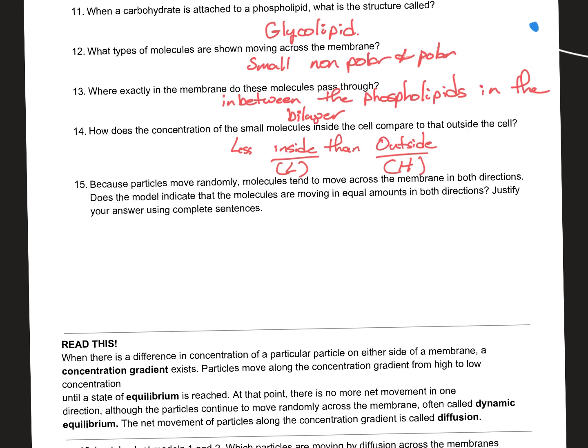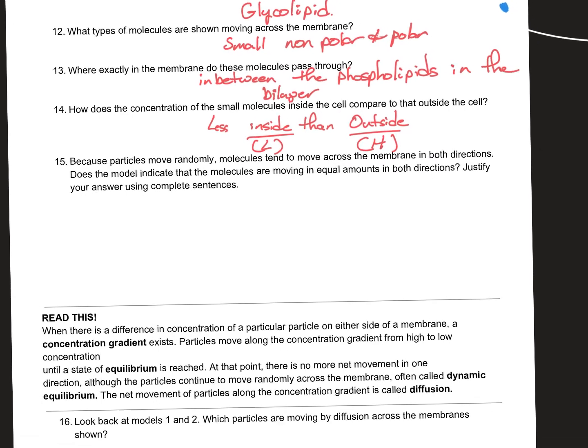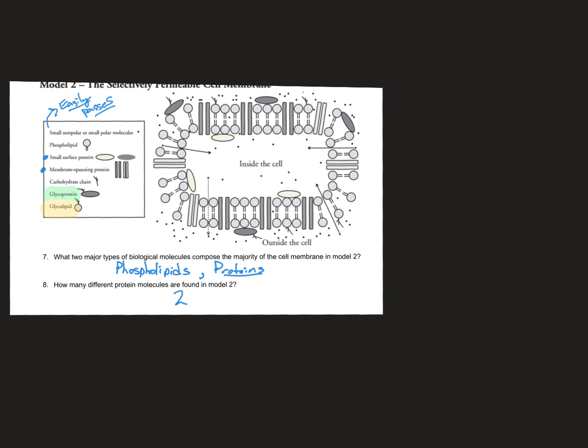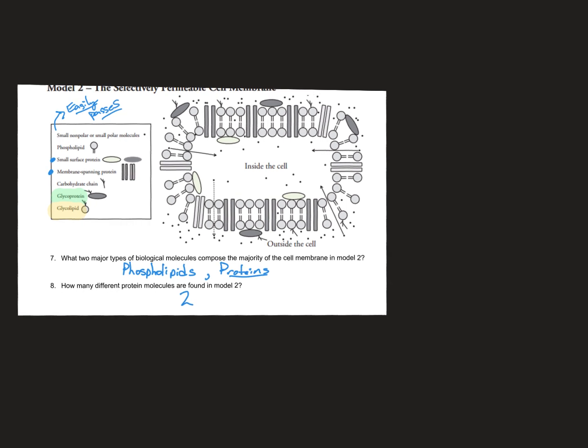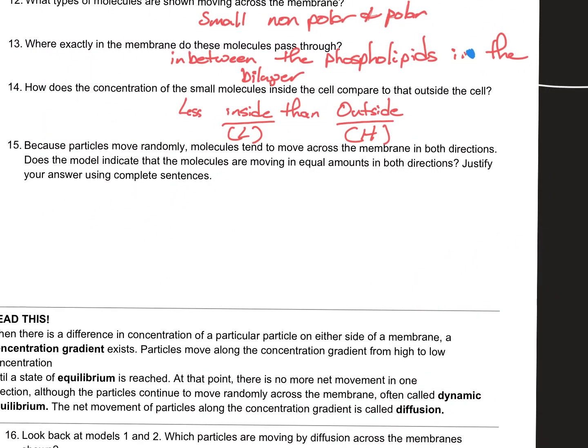Because particles move randomly, molecules tend to move across the membrane in both directions. Does the model indicate the molecules are moving in equal amounts in both directions? Justify your answer in sentences. Does this show that molecules are moving inside and outside in equal amounts? No, it shows more going inside than outside. No, it does not show equal movement. It shows more going inside than outside.